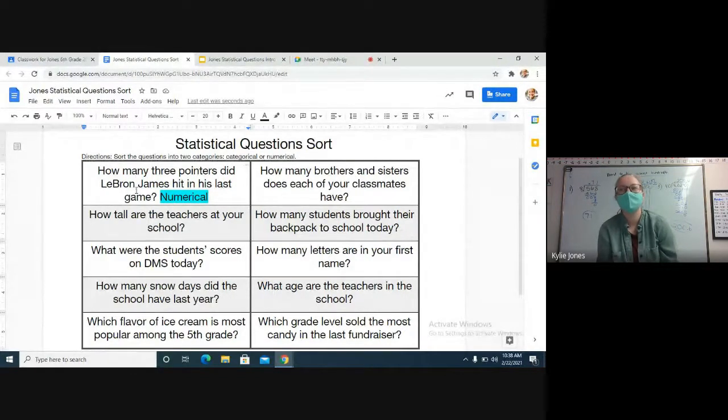Okay. The second one down. How tall are the teachers at your school? Numerical or categorical? Numerical? Yeah, it's asking about a number. But it doesn't talk about a category. Kind of. Technically, it's categorical. Just because the answers are a number on this one, it's still categories, right? Because I'm 5'2", Miss Daphne is probably 5'2", I'm 5'3". Mrs. Mills is probably 5'2". That's a category of how tall we are, right?